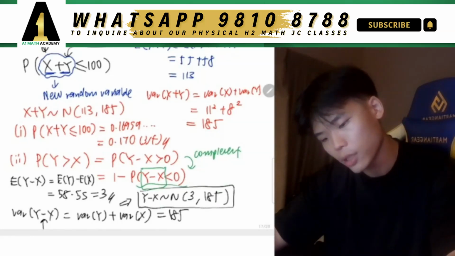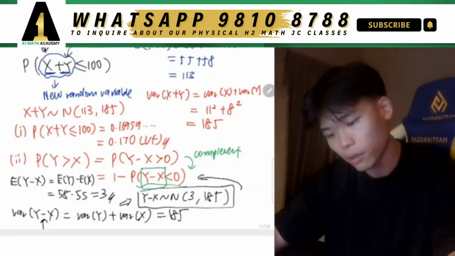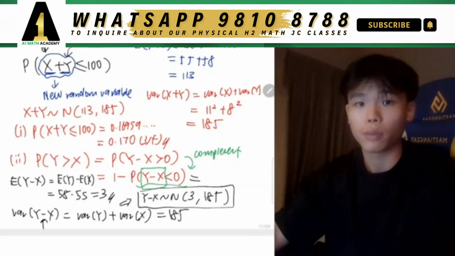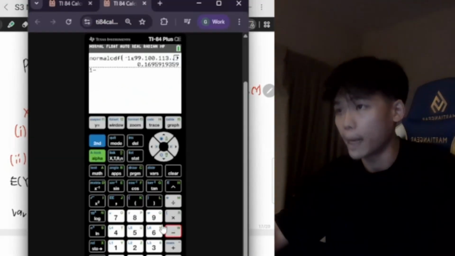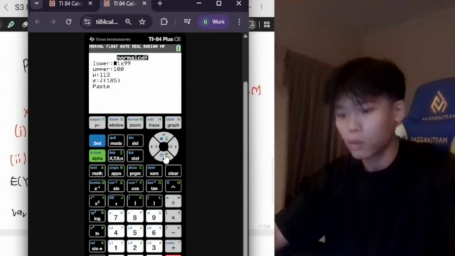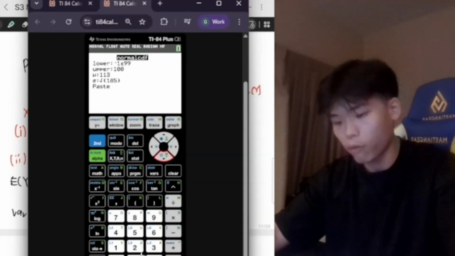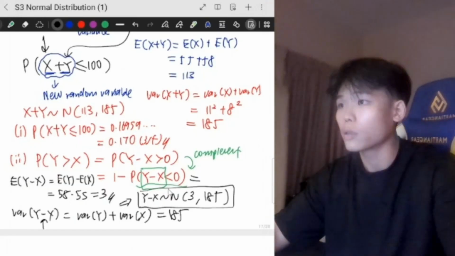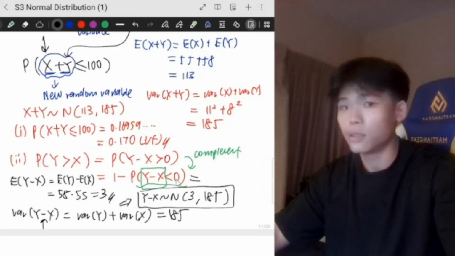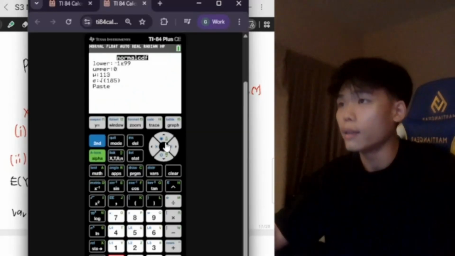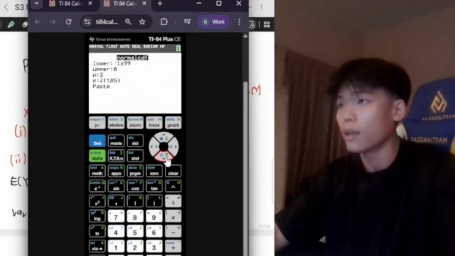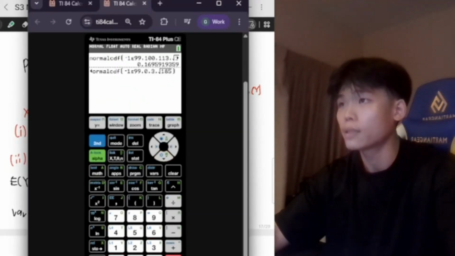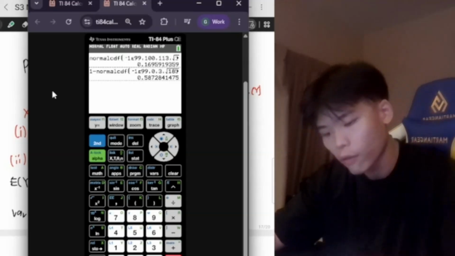And from here, we can just key this into our GC to find out the answer to this question. So I'm just going to come back to my GC over here. I'm going to click 1 minus normal CDF. Upper would be a value of 0, right? Because if you take a look at this, the upper value is 0 in this case. 0. And our mean value is now 3, and the variance is still 185. I'll paste, enter.